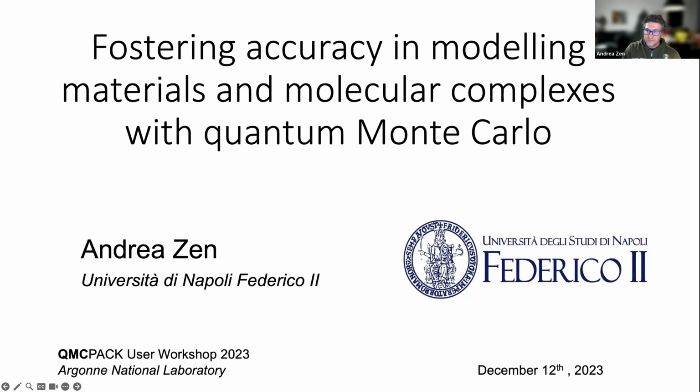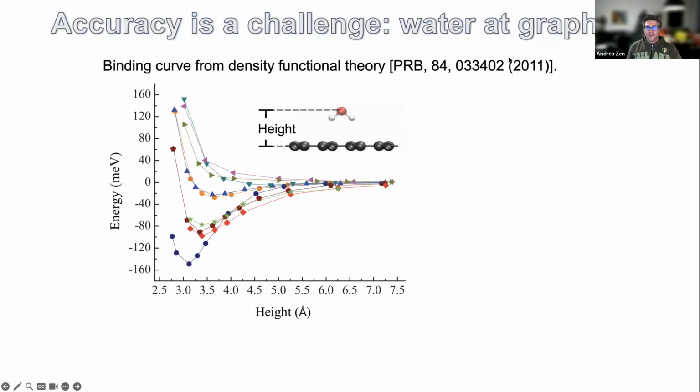So, we need the quantum Monte Carlo accuracy. Well, not all the time, because very often we can use density functional theory, and this is enough. But there are systems where density functional theory is not able to give the right accuracy, and in that case, it is worth doing a more expensive simulation using quantum Monte Carlo.